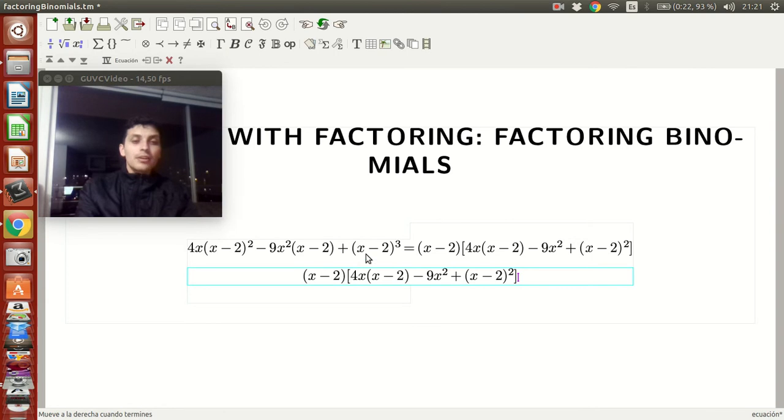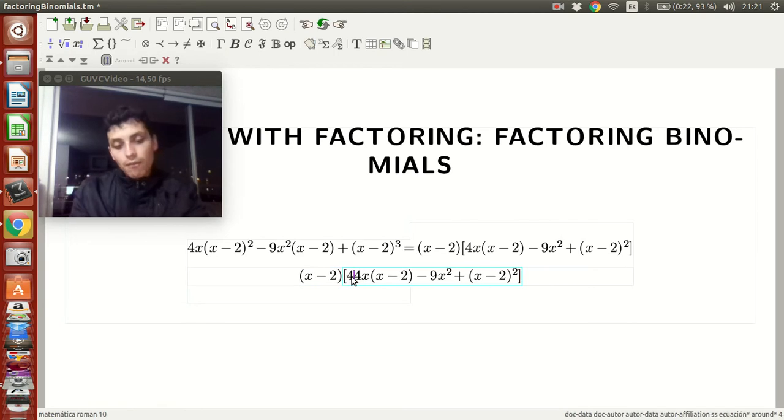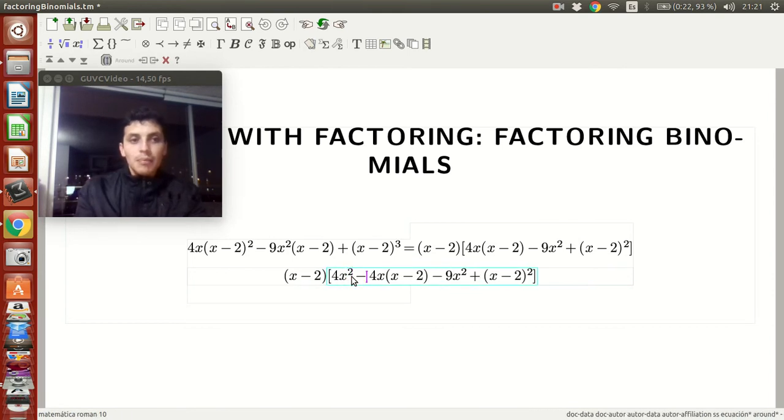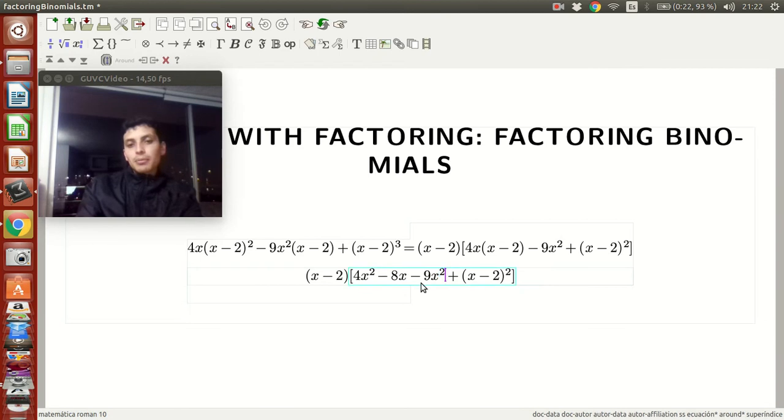And there's another thing. Here we have x minus 2 to the third power. Simplifying this is more difficult than simplifying x minus 2 to the first power. So 4x times x minus 2 is just 4x squared minus 4x times negative 2 is 8x. Okay, minus 9x squared, there's no problem with that, and plus x minus 2 to the second power.